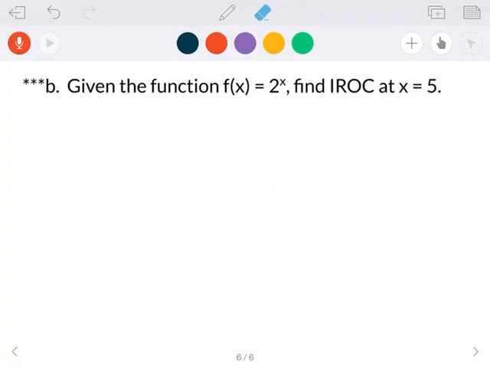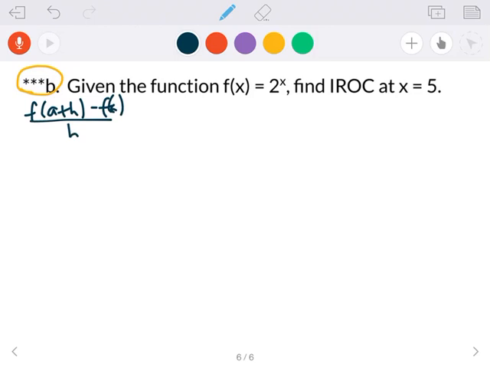Okay, we're going to calculate an IROC expression for an exponential. It's going to be slightly different than the power functions that we were doing earlier, hence the stars. But we are still using the same IROC expression: f of a plus h minus f of a, all over h.